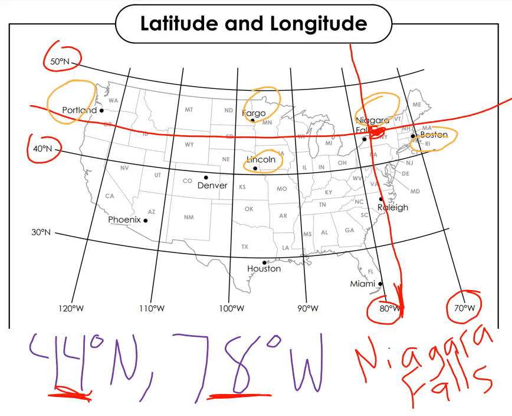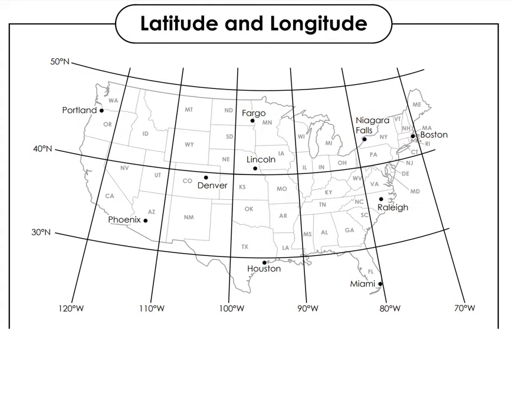All right, so the other type of question that I can ask is I can ask you to give me the latitude and the longitude of a city. So what I'm going to do now is say, please give me the latitude and the longitude of Miami. If I ask you to do that, first you need to locate Miami. Okay, I found it. It's right here. Here's my dot.